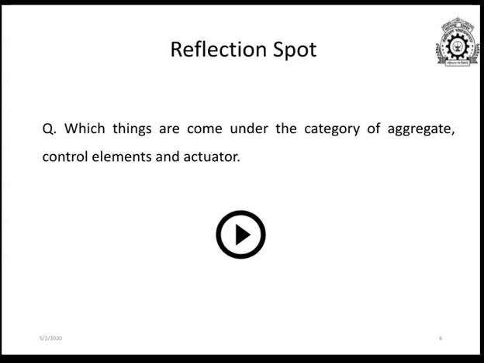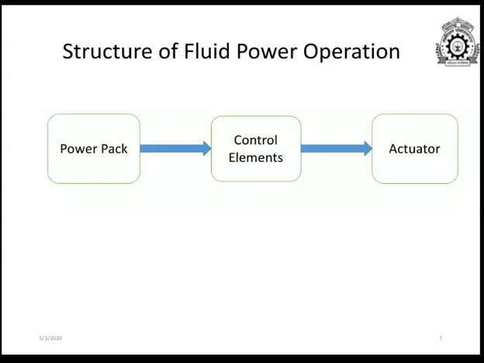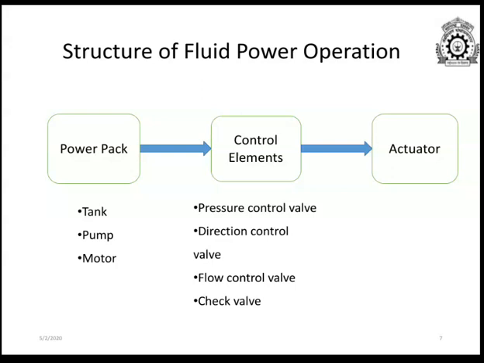Okay. So first, aggregate is nothing but power pack, which is already described. In power pack we can consider a tank where the oil is stored, or pump and motor which is used to convert the low pressure into high pressure; that is called a power pack or aggregate. In control elements we can list out the pressure control valve, direction control valve, flow control valve, check valve. So these are the different control elements provided.